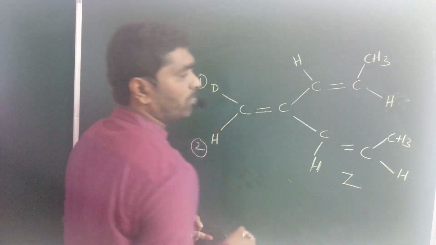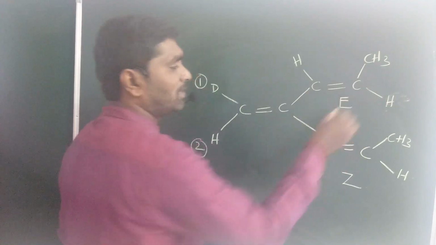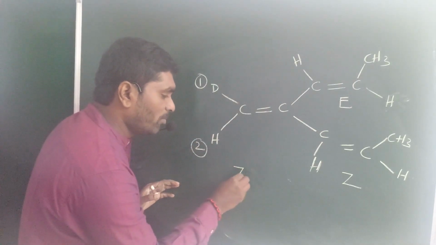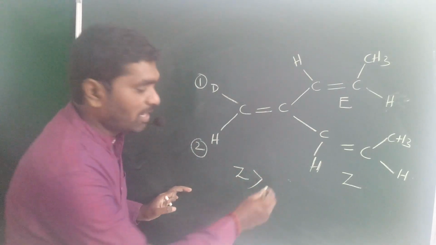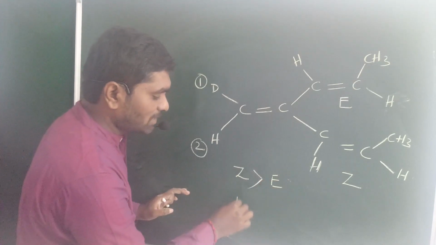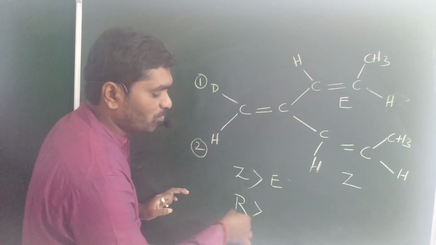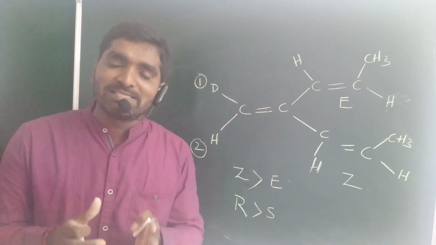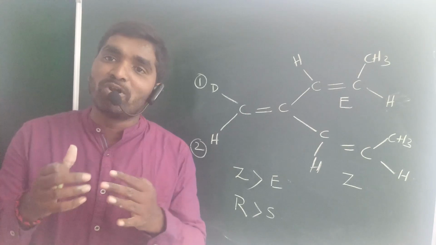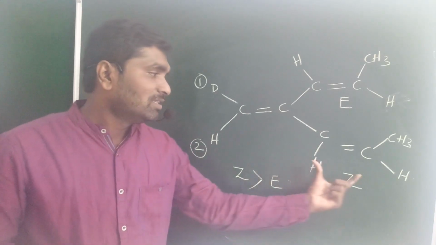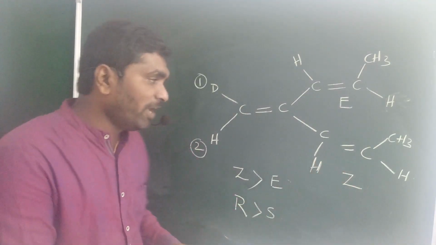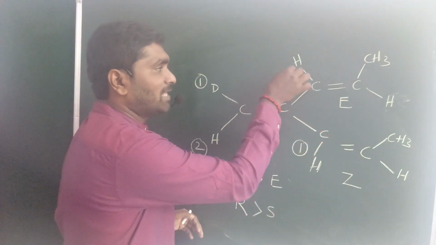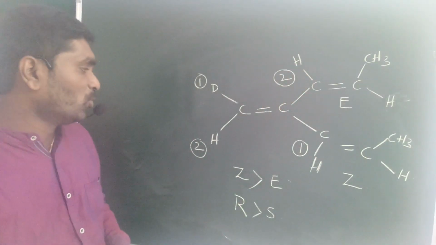This may be the Z isomer. This may be the E isomer. According to the CIP priority order, the Z isomer has more priority when compared with the E, as well as the R isomer is always more priority compared with the S. Cis compound always gets more priority compared with the trans. This one may be the cis compound. Always this compound should have the more priority. Trans compound is the least priority group.